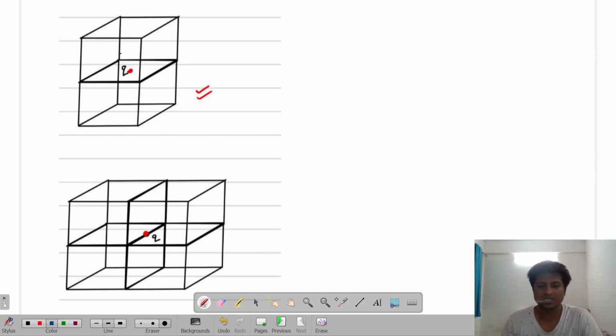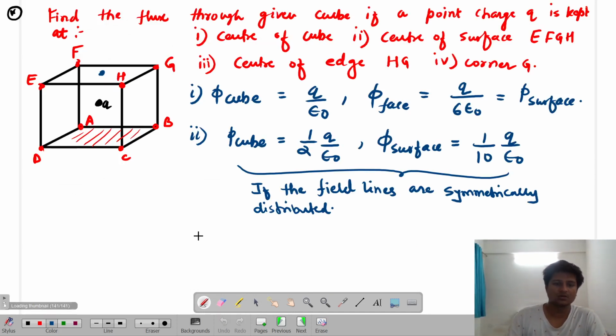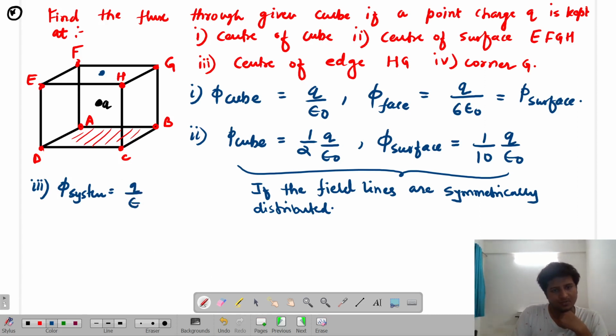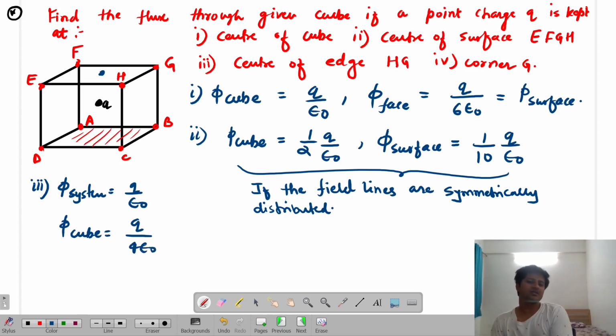So the answer is very simple. Third case: flux through the system will be q by epsilon naught, but we need to construct cubes, so flux through one cube is q by 4 epsilon naught. Through any of the faces, it's your task to calculate it. Okay?